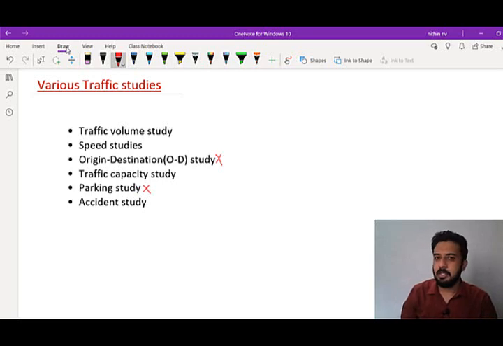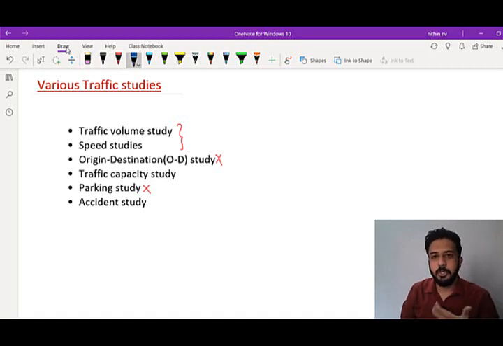It is generally asked only in college exams and university exams, because it's a theory type of question. And in IES also some questions related to parking studies have already come. We will see these things separately in different videos. In this video we are going to see the first two, traffic volume study and speed studies. Traffic volume study is not that much important.